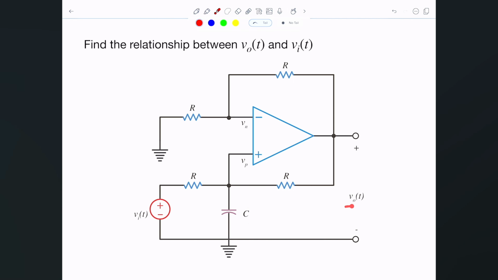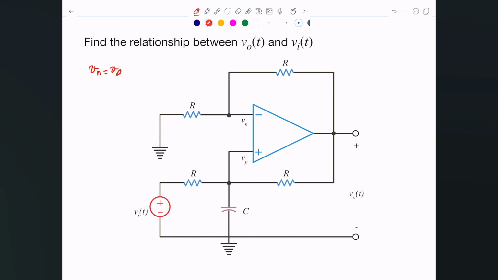Our assumptions are as usual: Vn equals Vp. Basically, the inverting and non-inverting voltages are equivalent for the ideal case. And of course, In is 0 and Ip is also 0. So there's no current in here, that will be the In, and there's no current in here, that will be the Ip, which is 0.